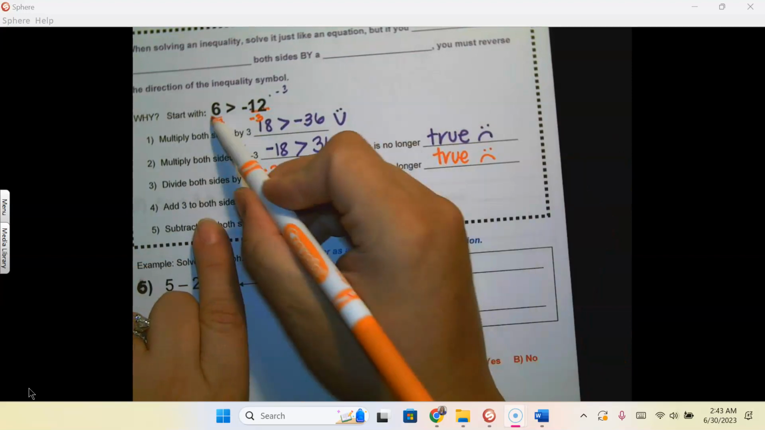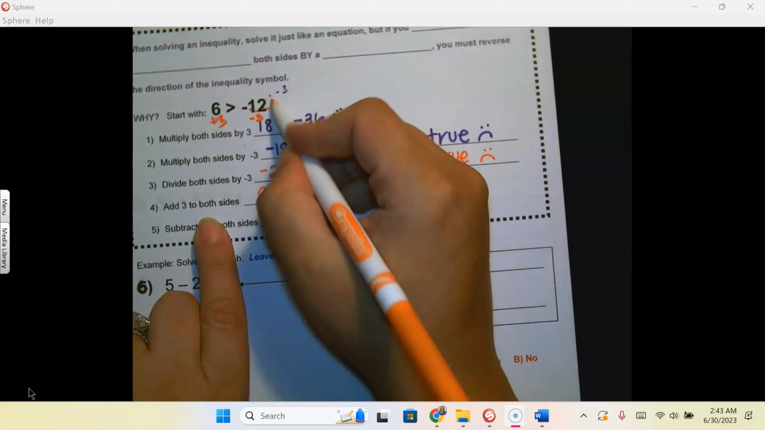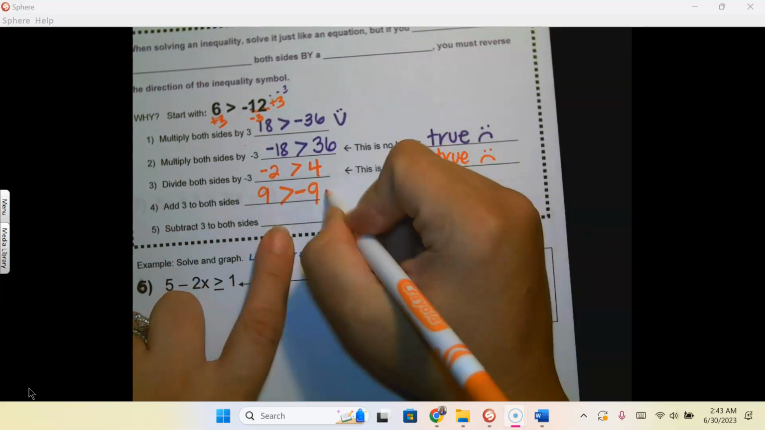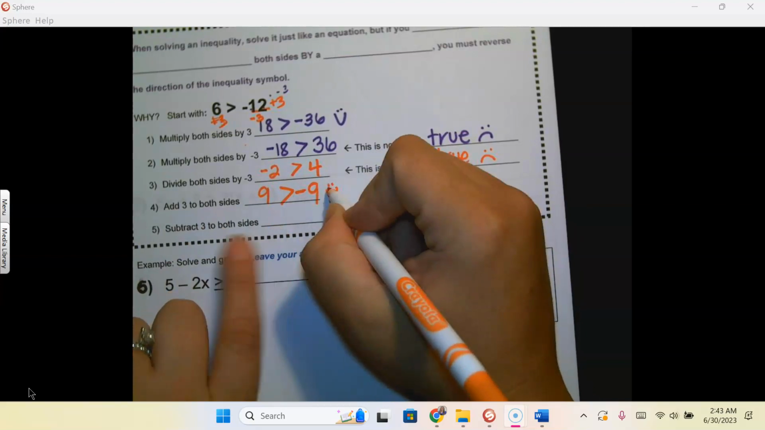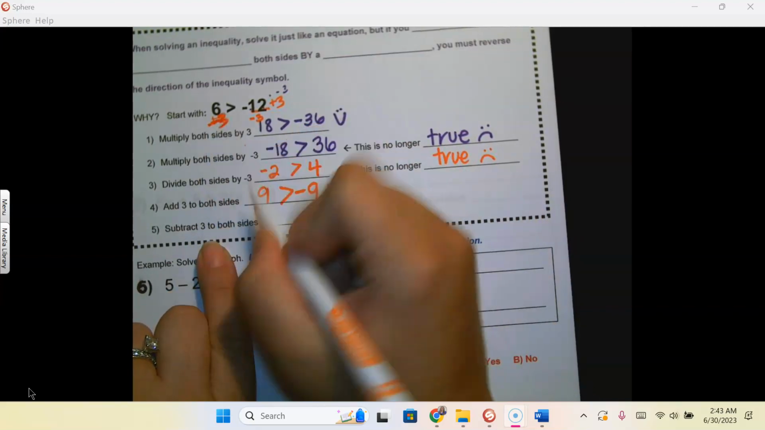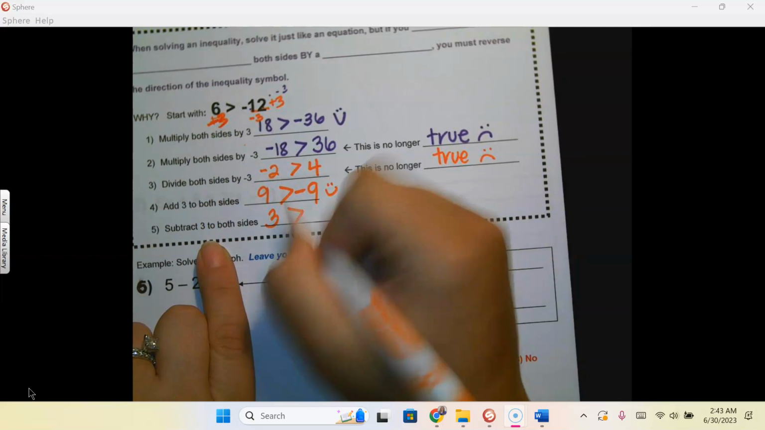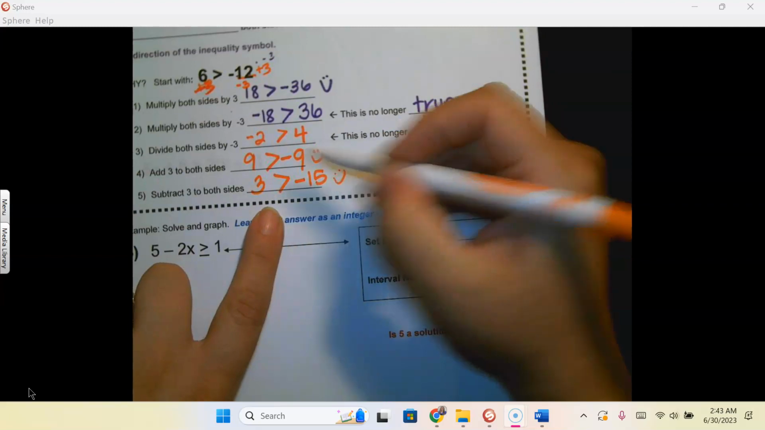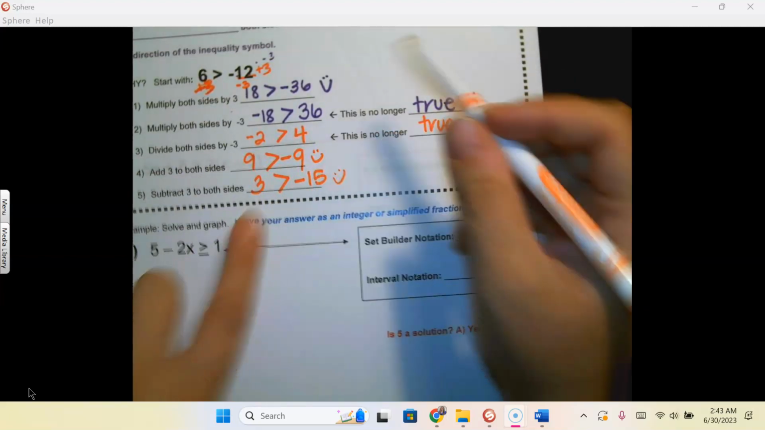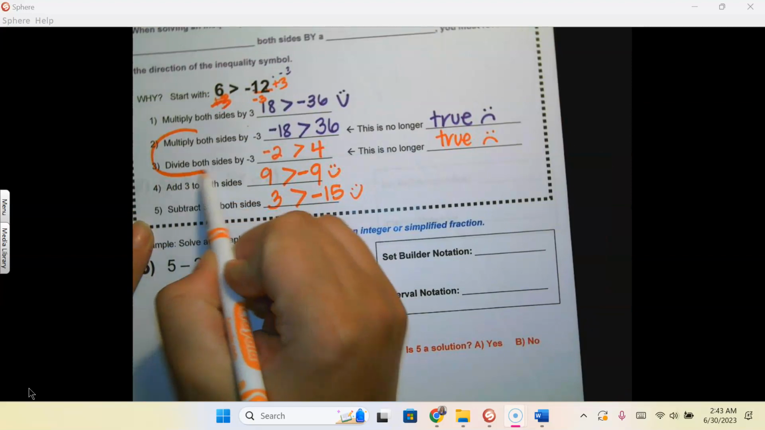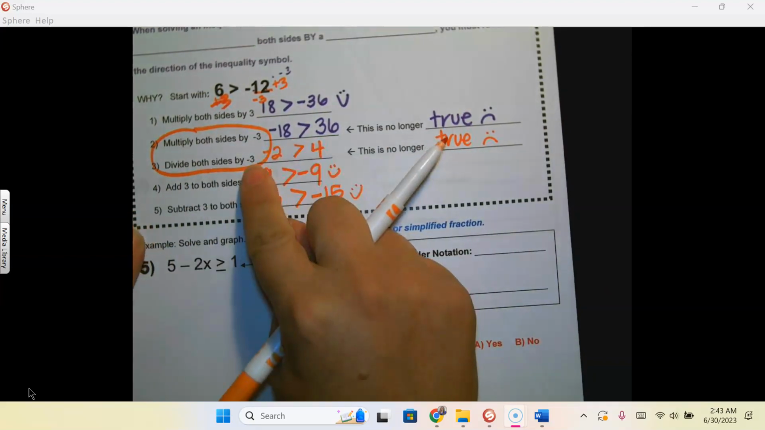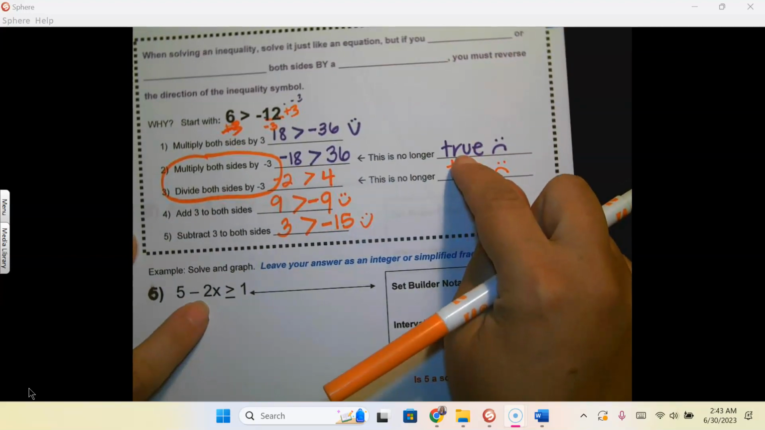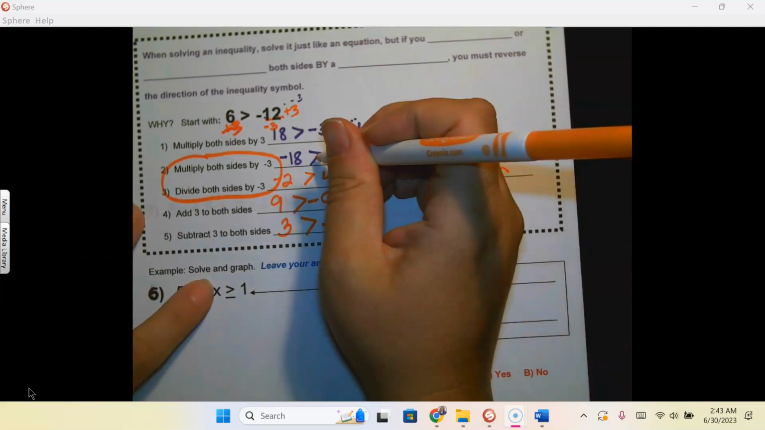Now if we add 3 to both sides, we'd have 9, and if we add 3 here, that would be negative 9, and that is true. 9 is greater than negative 9. Now if we subtract 3 from both sides, we'd have 3 and negative 15, which is also true. 3 is greater than negative 15. So when we multiply and divide both sides by a negative, it doesn't work if we keep this symbol the same.